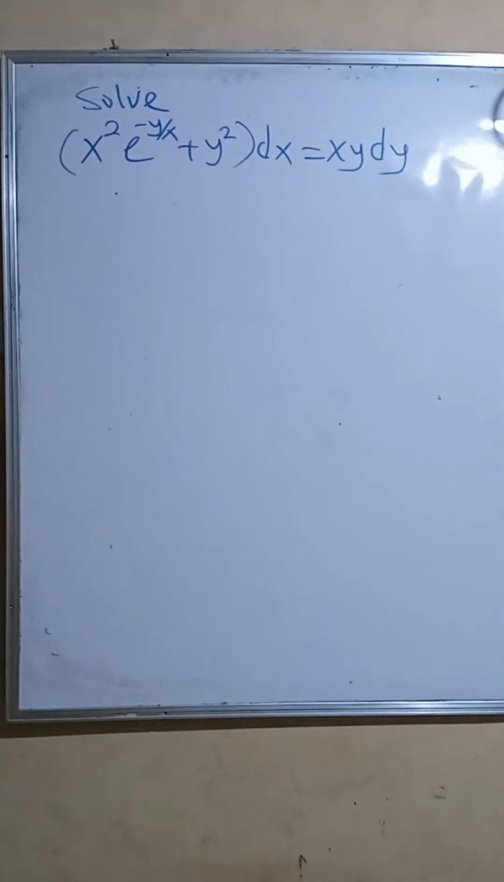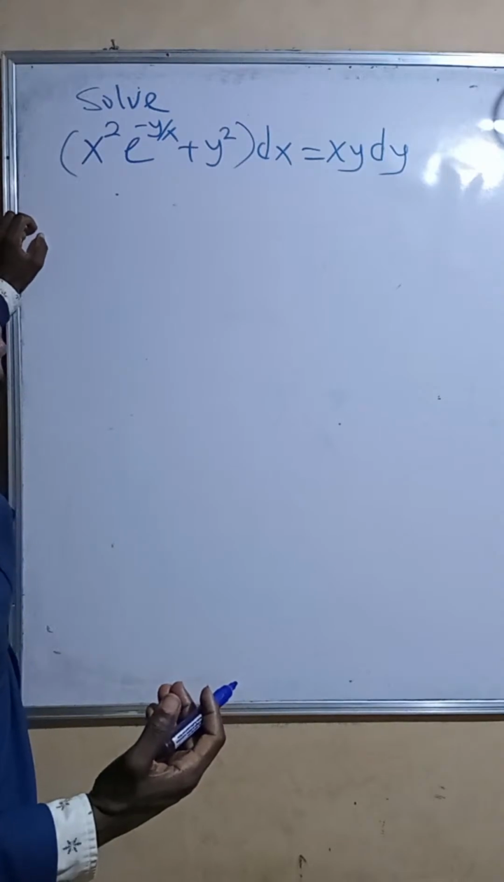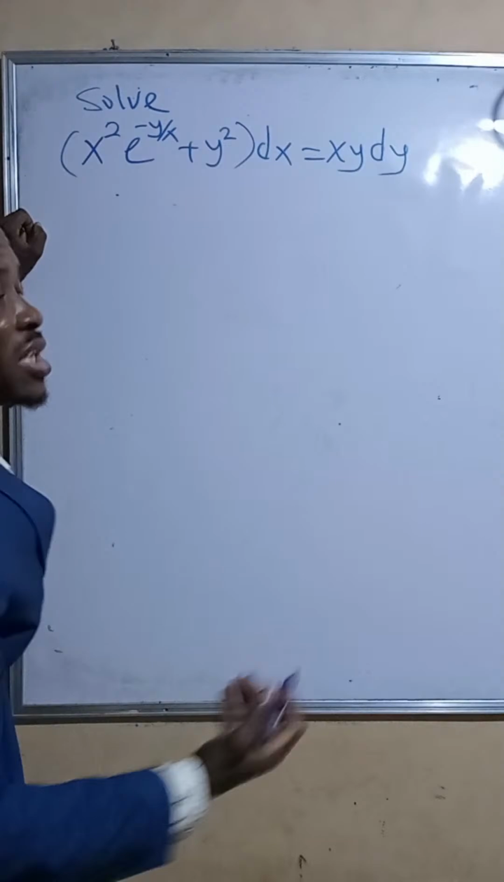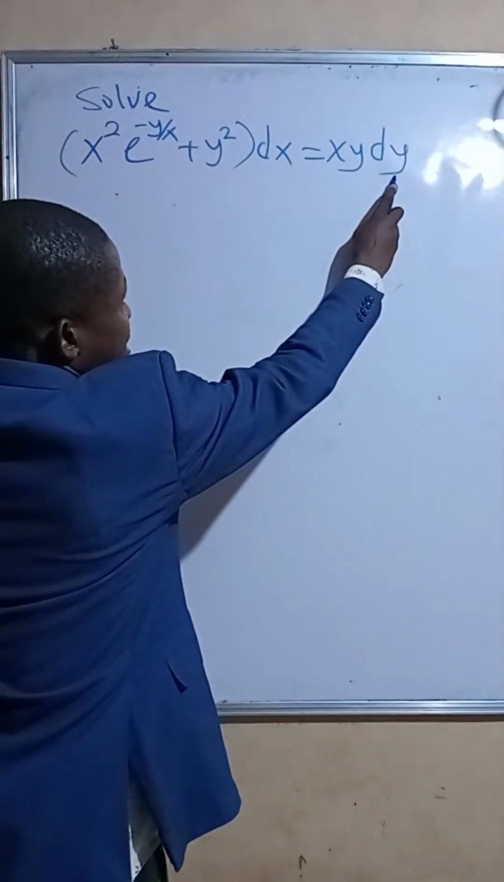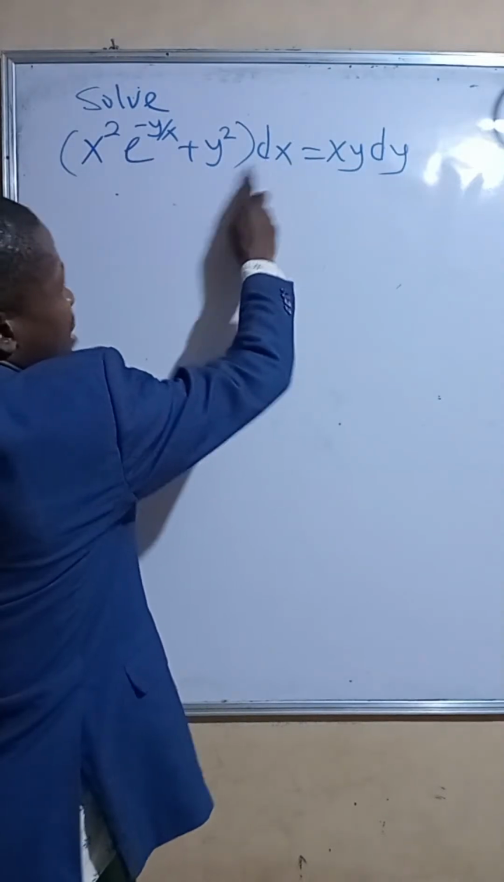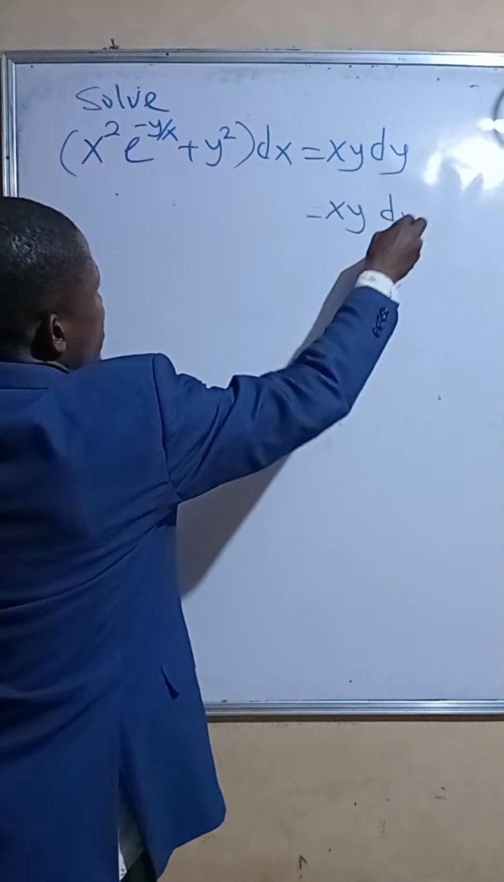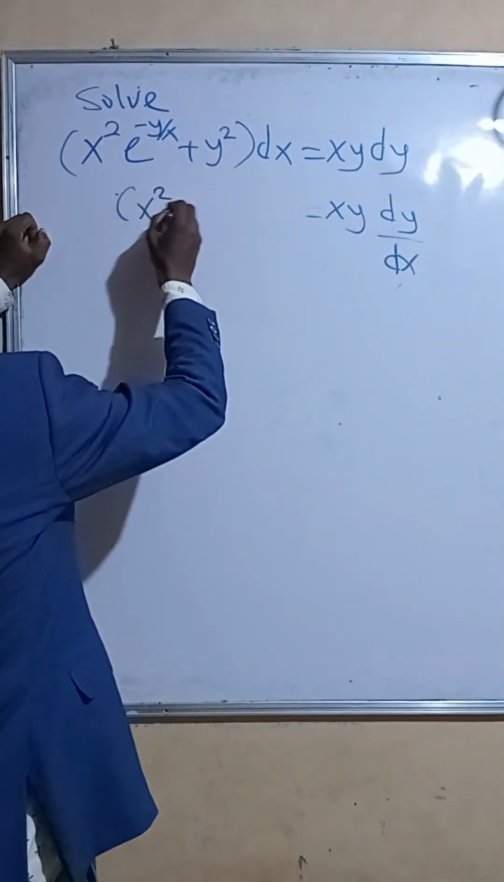Don't forget what we said in the intro, is to get the first differential. Make your first differential the subject. So we have the y here. So I'm going to divide both sides by x. So I'm going to have x y dy dx equal to what? Equal to this one.